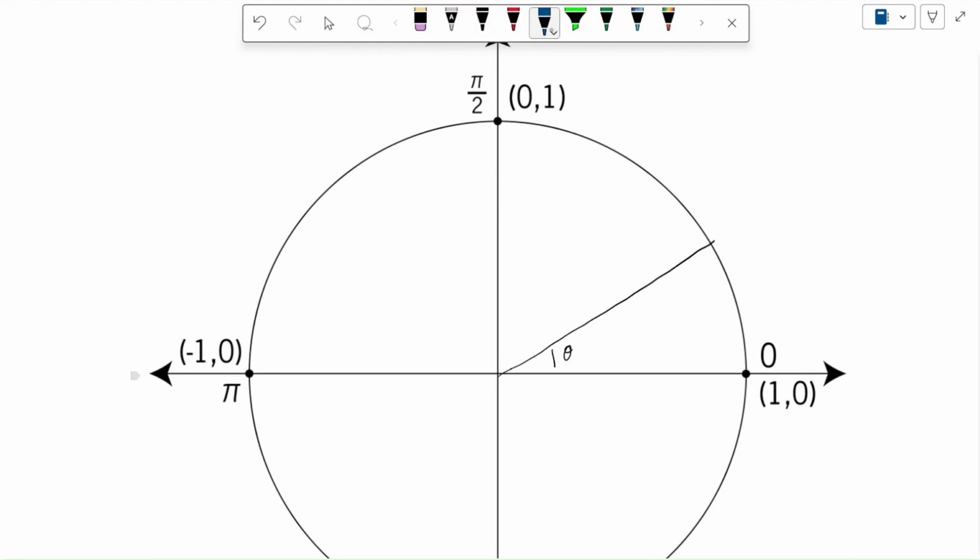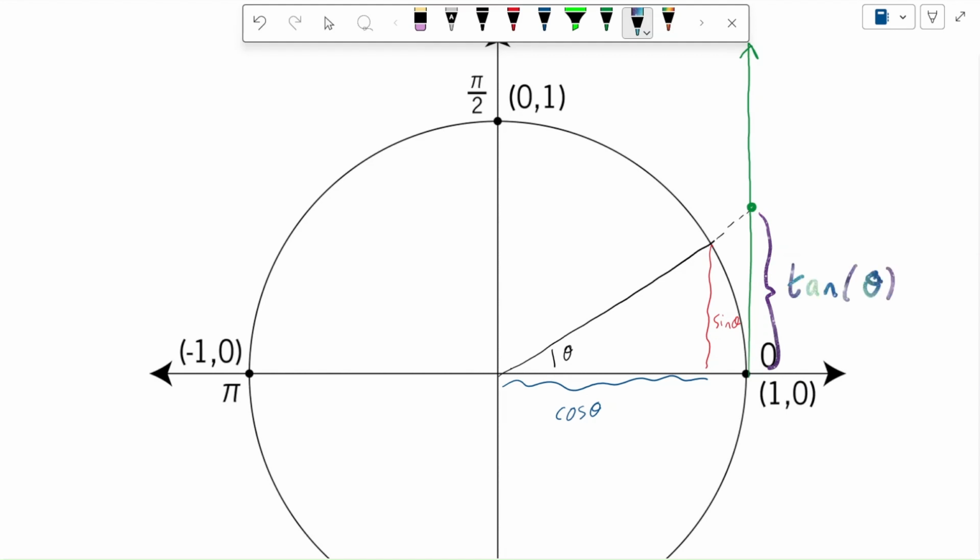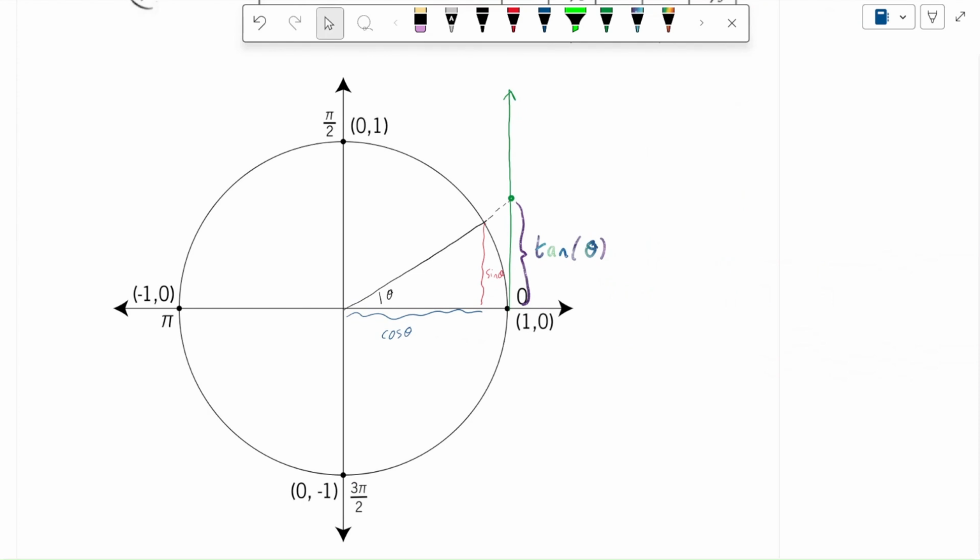here. That distance there will be cos of the angle. That height there will be sine of the angle. And if you draw a line straight up and you continue this black line out to that line, then that entire height there is tan of the angle, just in case you're wondering. So that's how tan works. You might also notice that if you get closer to pi over 2, closer to 90 degrees, tan will actually get really, really big.